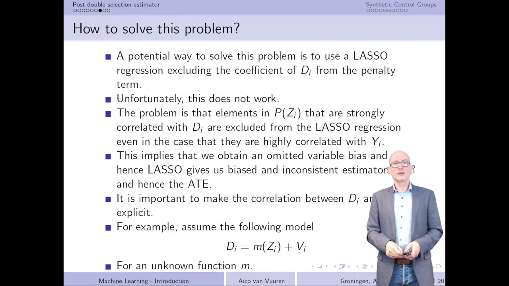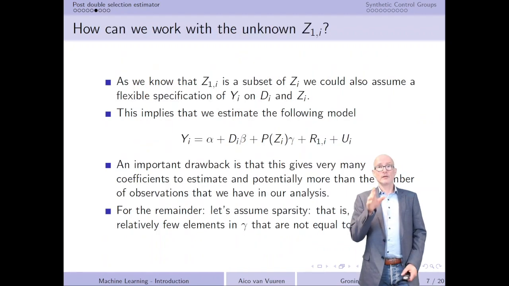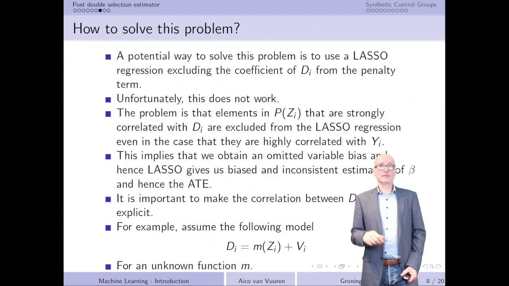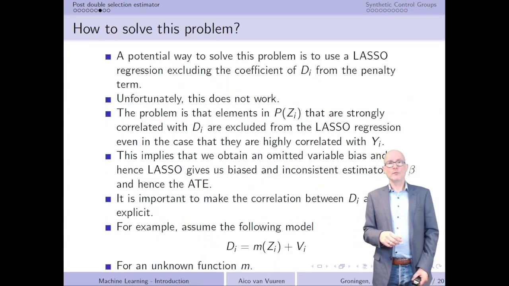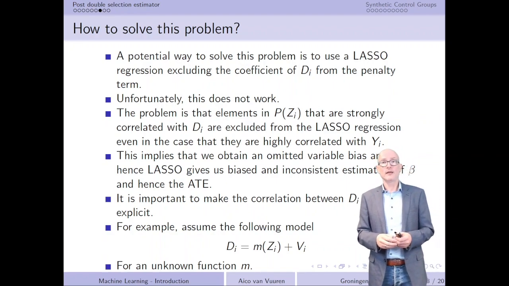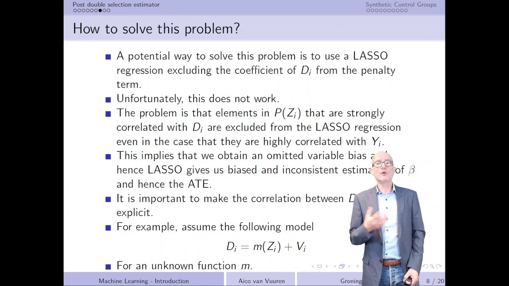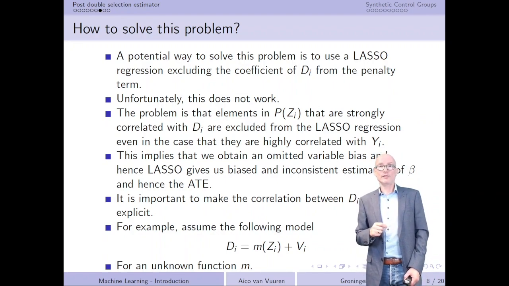The question now arises, how are we going to solve this? Well, in order to solve this, the best thing to do is to make the correlation between PZI and DI essentially explicit. How are we going to be able to do that? Well, we're simply going to write down another regression problem. We are going to have DI on the left-hand side, and on the right-hand side m of ZI plus VI, where m is now another unknown function of ZI that has an impact on DI.